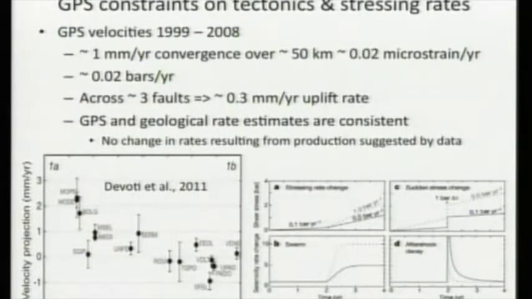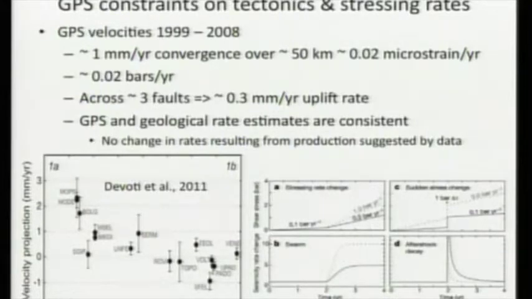We also have constraints from GPS. There's a very nice study by Devoti et al. looking at the variations in velocity perpendicular to the structure here over time. The scale here is in millimeters, 0, 1, 2, 3. The distance here is in kilometers. And the bottom line here is that over a distance of about 50 kilometers, there is about a millimeter a year convergence across all these structures. That corresponds to a strain rate of 0.02 microstrains per year.